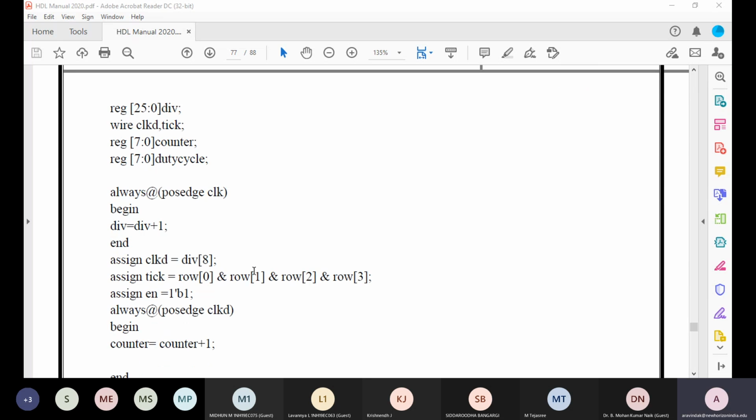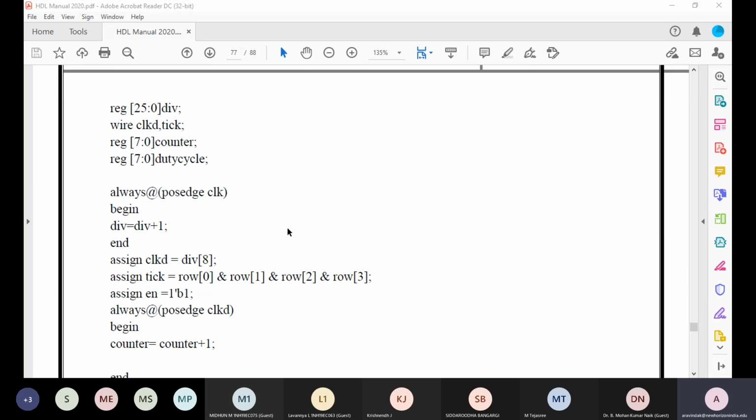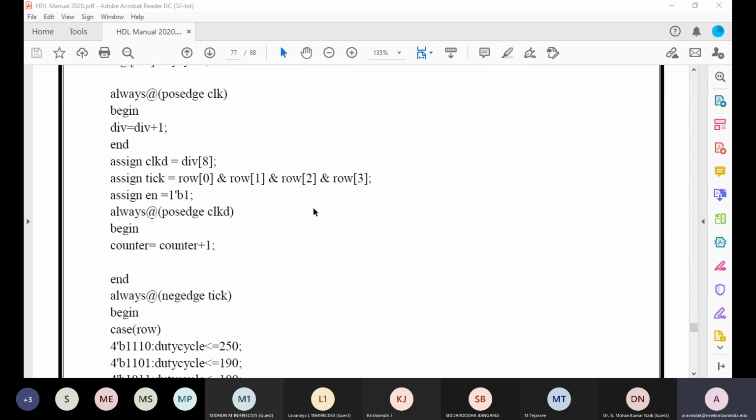So now you can see multiple always blocks in this code. There is one always block here, there is one more always block here, and there is one more always block here. Remember, all these always blocks are concurrent. Let me tell you one by one. Always at positive edge of clock, begin, div is div plus 1, end. That's all. This is one always block.